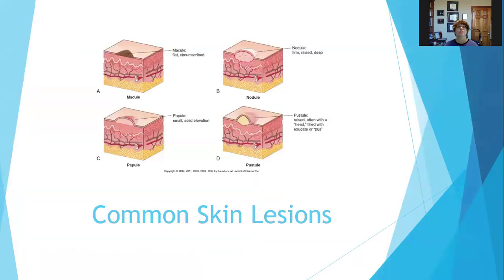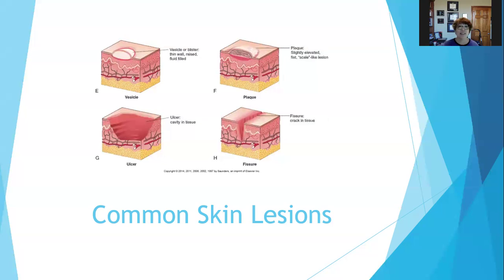Common skin lesions, from the book, are the macule, which is a flat, circumscribed region; the nodule, which is a firm, raised, deep lesion; a papule, which is a small, solid elevation; and a pustule, which is raised, often with a head filled with exudate or pus. Nice, right? You knew there was going to be a time when we'd have to start talking about pus. We have talked about it a little bit, but here we go again.